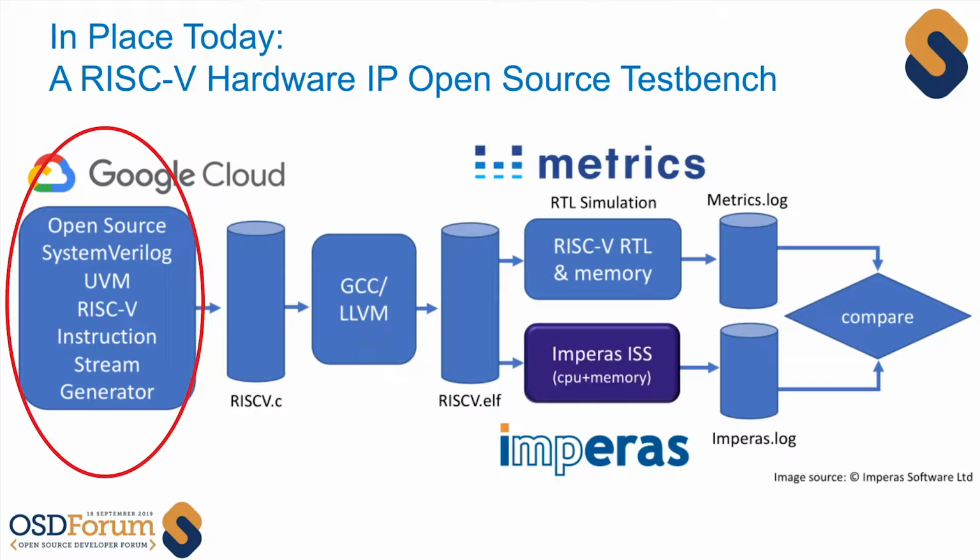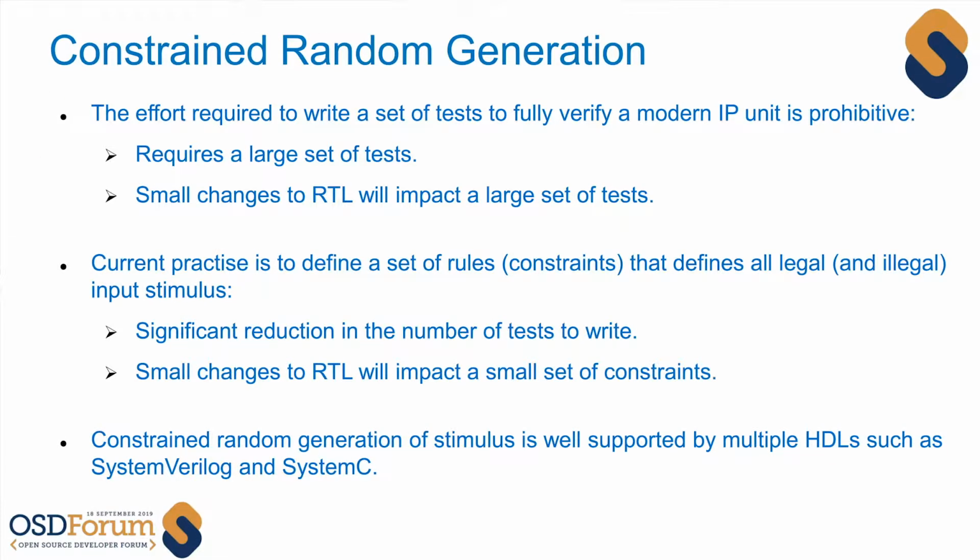This thing has got the Google word attached to it, so everyone's excited about that. I'm going to back up a bit and talk about constrained random generation. The instruction stream generator from Google is a constrained random generation component.